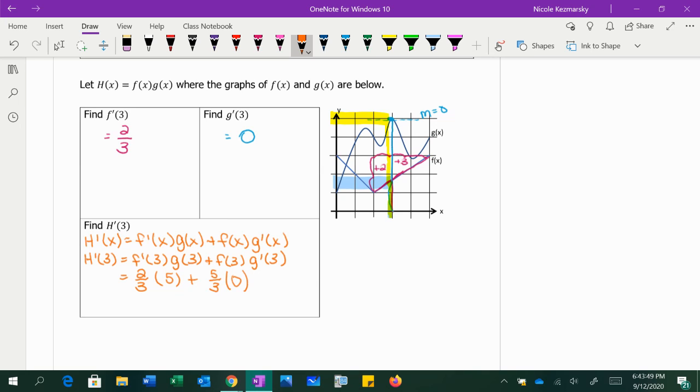So that's why our little estimate is okay if we're a little off, because guess what? That goes away. And I end up with 2/3 times 5. So 2 times 5 is 10 over 3 plus 0. So h prime of 3 is 10/3.